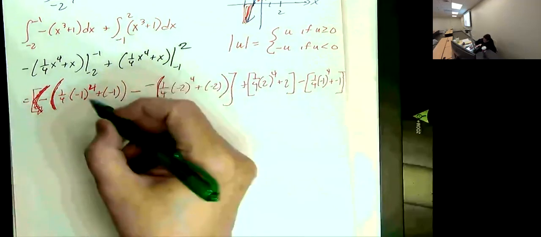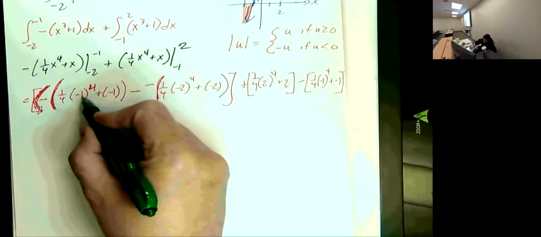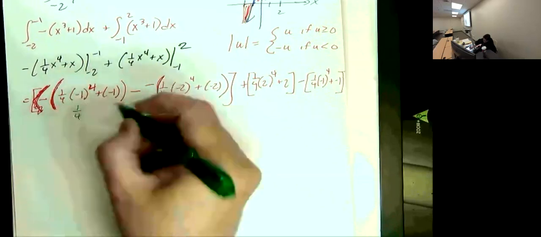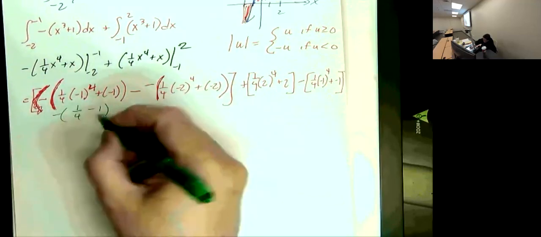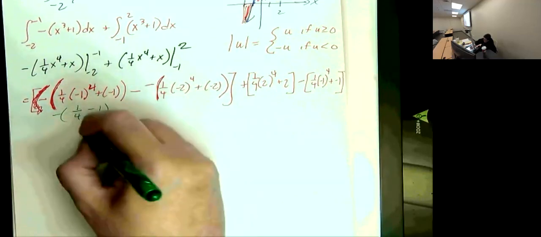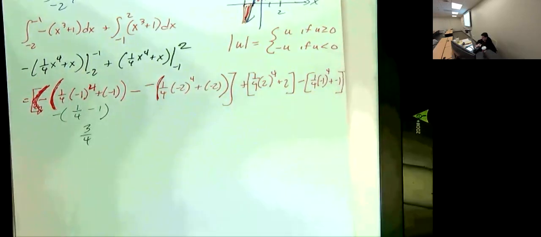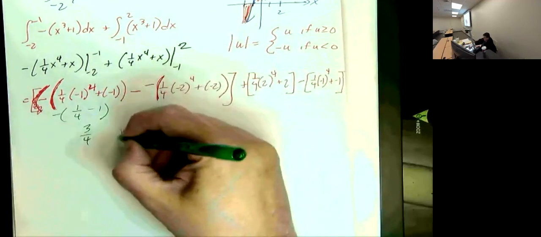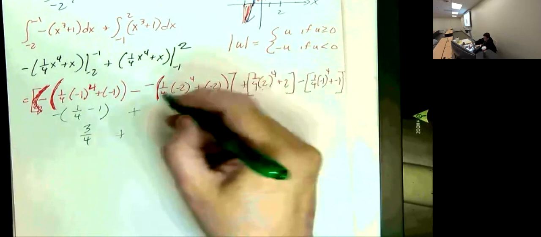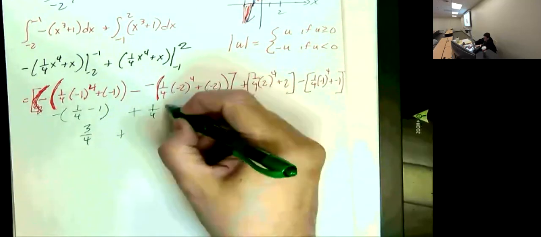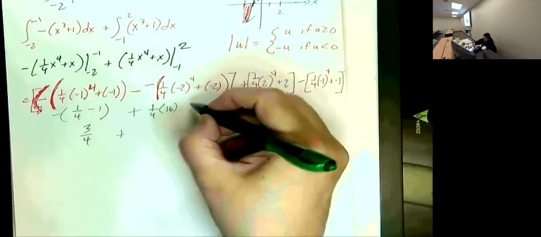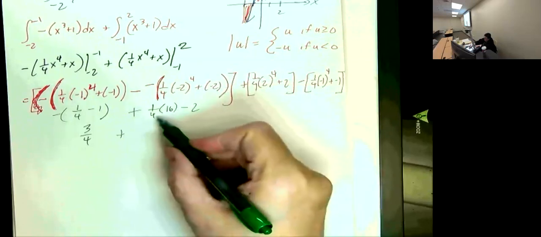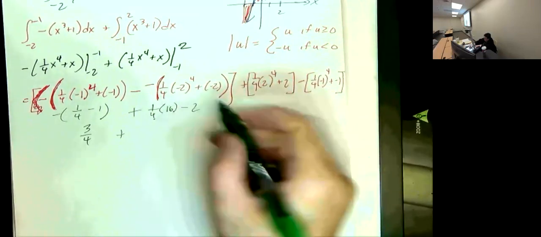All right, so -1 to the 4th power is 1 times 1/4 is 1/4 plus -1 is -1. I've got a negative. This first term is -3/4, and I got another negative, so the first term is 3/4. Then I got a plus 1/4. -2 to the 4th power is 16. Plus -2. 1/4 of 16 is 4. 4 minus 2 is 2.